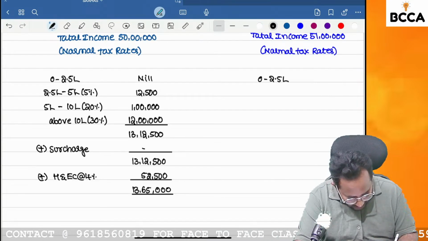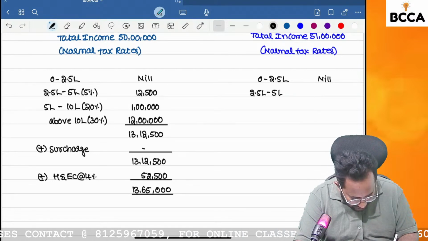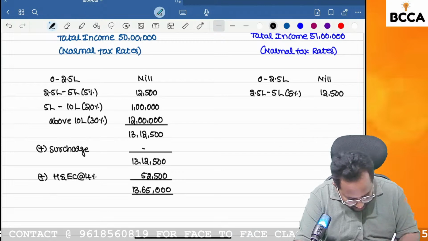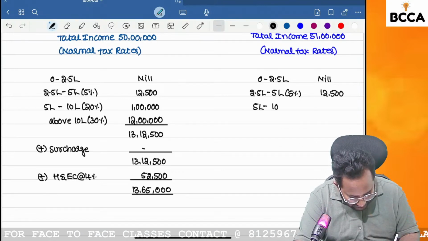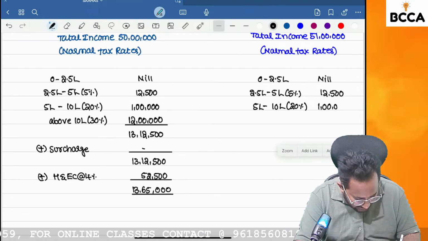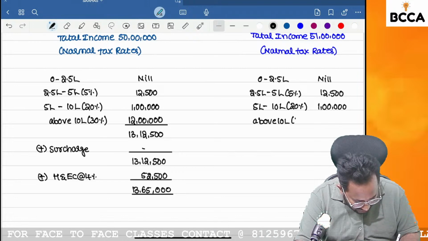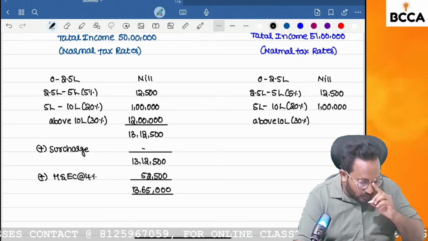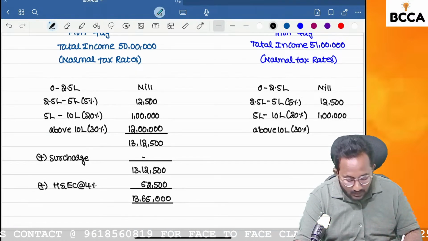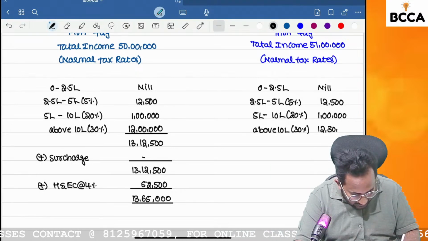0 to 2.5 lakh nil. 2.5 lakh to 5 lakh, 5% will be applicable, 12,500. Next, 5 lakh to 10 lakh, 20% slab, 1 lakh tax liability here. Next, above 10 lakh, 30%. What is the amount? 41 lakh, 51 lakh minus 10 lakh. 41 lakh into 30%, you will get 12 lakh 30,000.